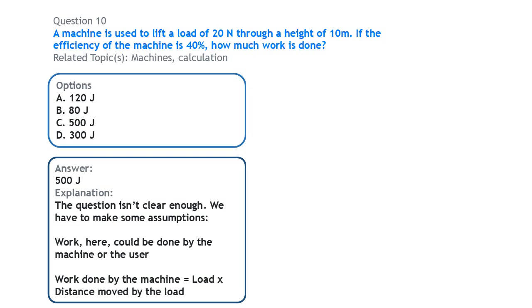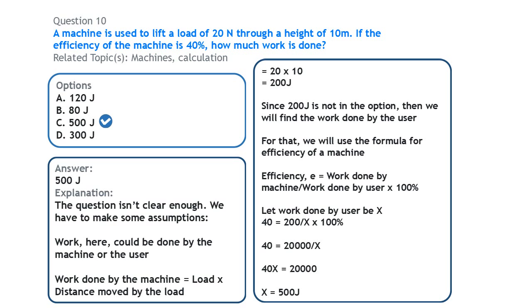So if you look at the work done by the machine, we also say that is the work output or the work done by the load. It will be equal to the load times the distance moved by the load, and the load from the question here is 20 Newton. The distance by which it was moved is this height here, 10 meter. So you have 20 times 10, and that is 200 joules. So this is the work done by the machine. If we look at these options, there is no 200 joules here, so that means this cannot be. What they are referring to in the question is not the work done by the machine. Alright, so then we will look for the work done by the user, the work input.